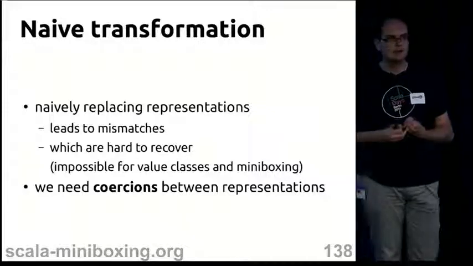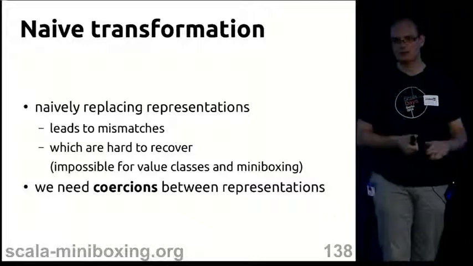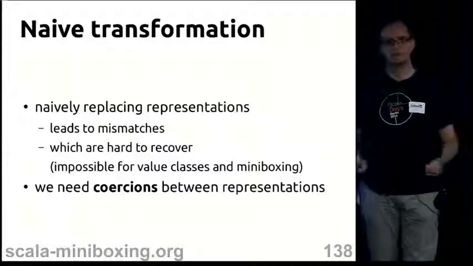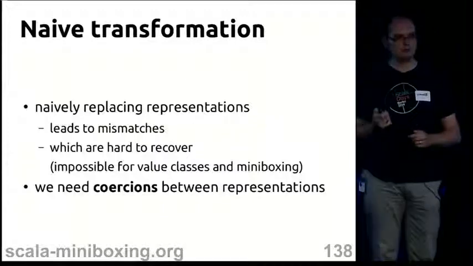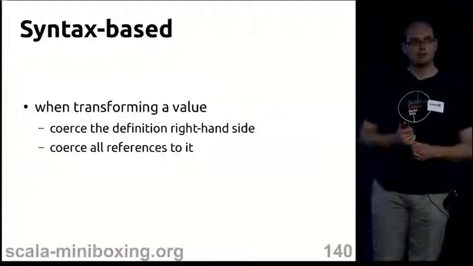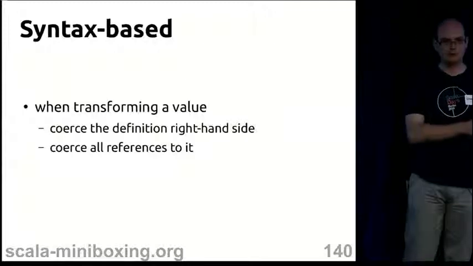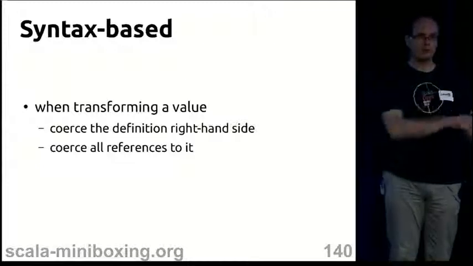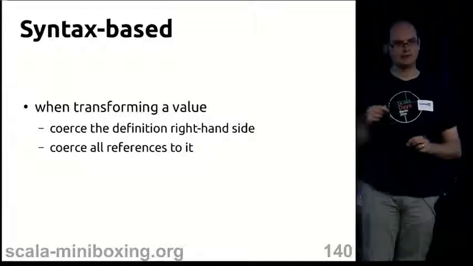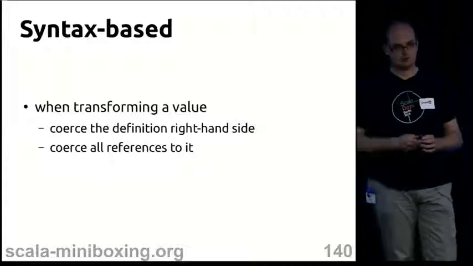So it creates representation mismatches, and we could compile it down to bytecode, but it would just crash the program with a VM error saying, no, you cannot assign a reference to an integer. I won't let you do that, for good reason. So we need coercions. Whether we like it or not, we need coercions. And one way to introduce coercions is the syntax-based transformation. A syntax-based transformation has a very simple way to apply. Whenever we transform a value, we also coerce its definition. So if we unbox a value, we also unbox its right-hand side. And every place where this integer is used, we need to replace it by box of that integer. So let's see this in practice.